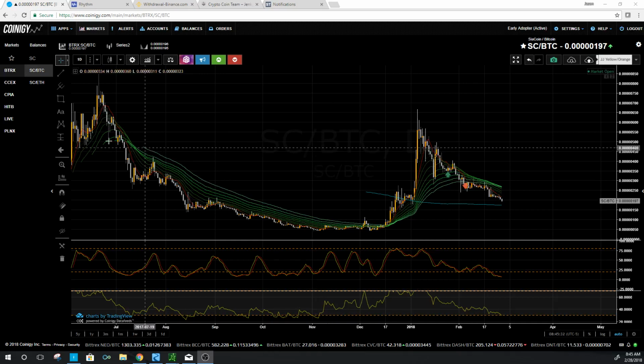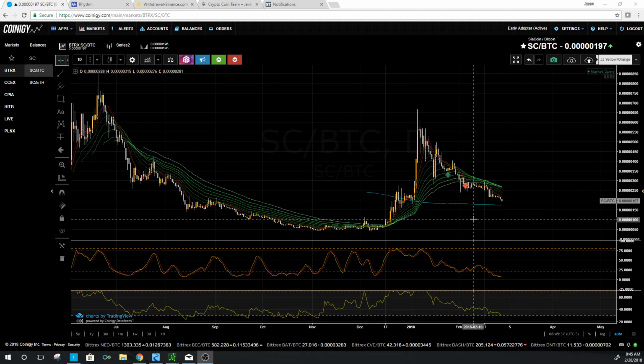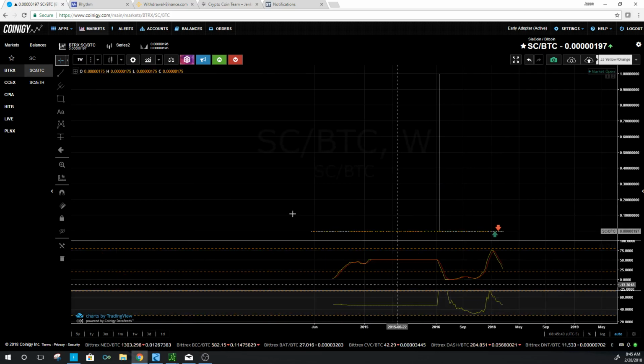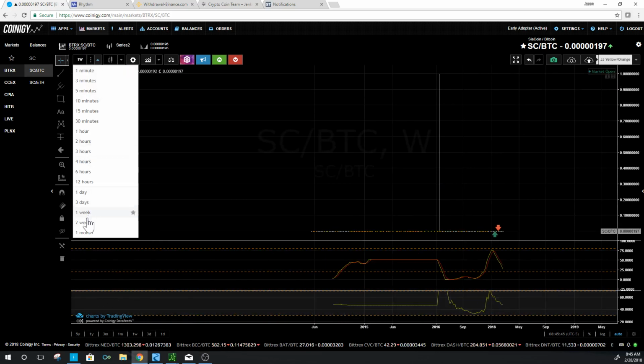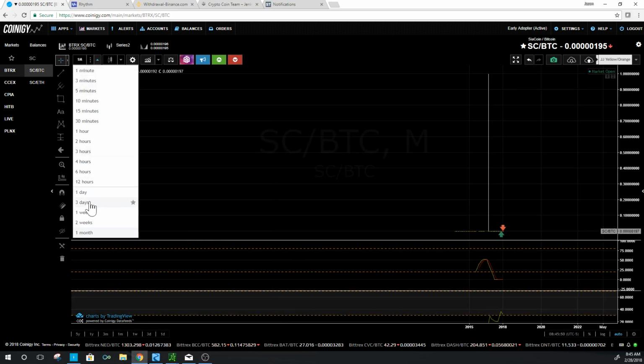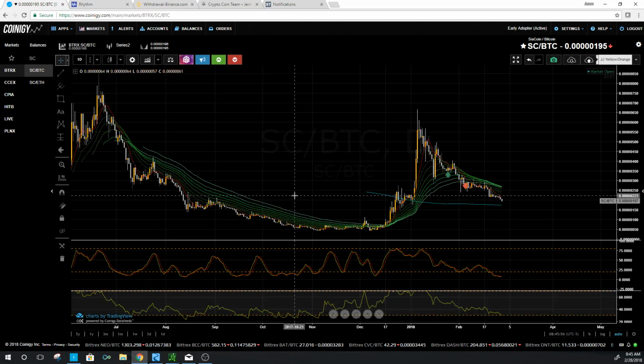Good morning, guys. This is a rundown on Siacoin, and let's just do a top down. The weekly chart comes up strange here with this tail. It's a bad print, some bad data, and same thing on the monthly. So the highest time frame, well, maybe we can go to 3 days. Yeah, same thing. Highest time frame we can go out here is a day.